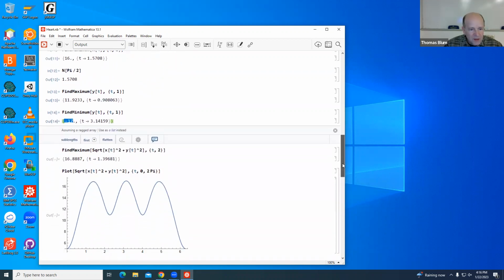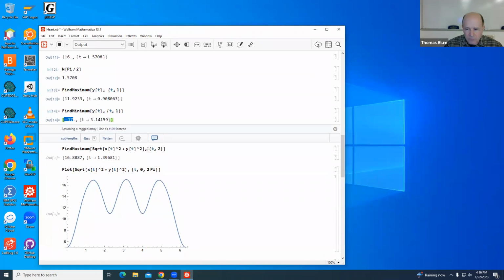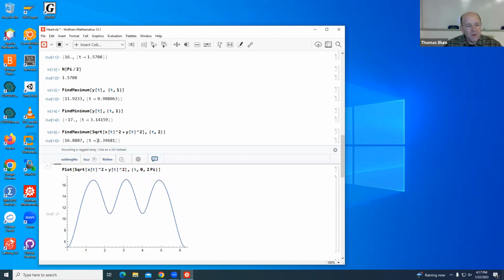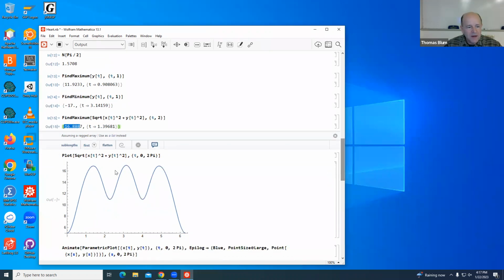But since I'm interested in how the maximum is radially, I took the square root of x squared plus y squared. I took the radius and found its maximum. And that was 16.888. And then I plotted the whole radius, the square root of x squared plus y squared, for the whole 2 pi. And here's the minus 17 at the bottom.